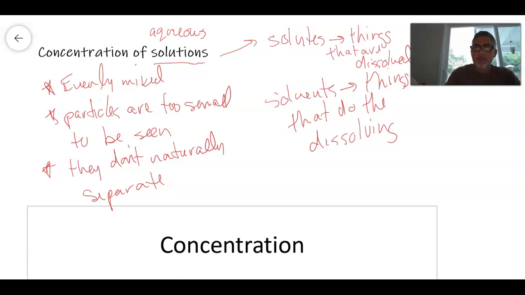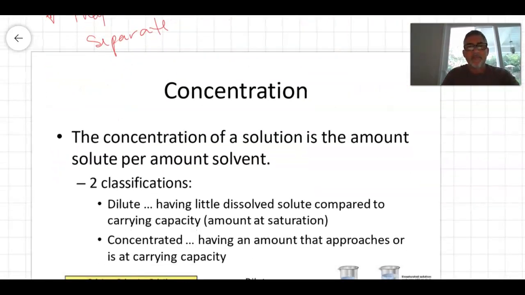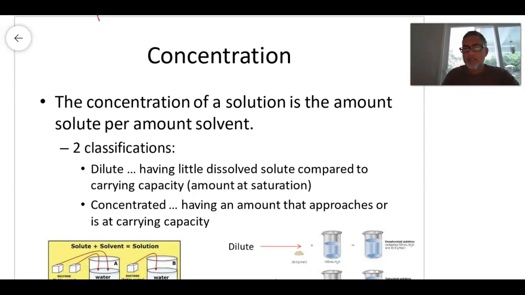So a couple things. We have solutes, solvents, and we have saturated. Let me talk about that down here. We're going to talk about concentration of solutions. I can't keep adding salt. If I add salt to it, at some point that salt is going to stop dissolving. At that point, it's called saturated.